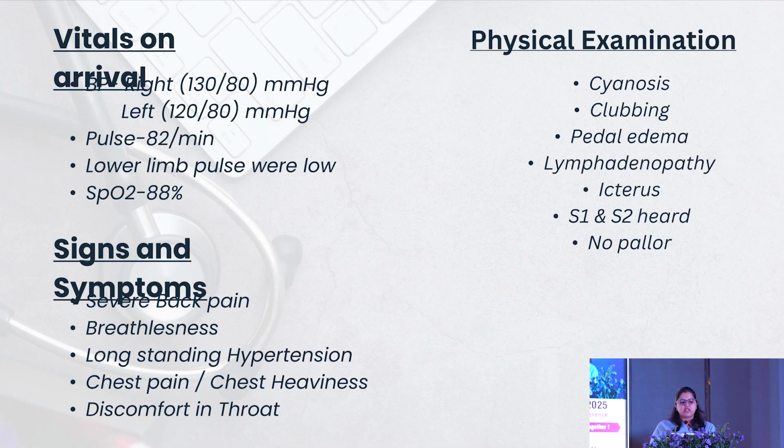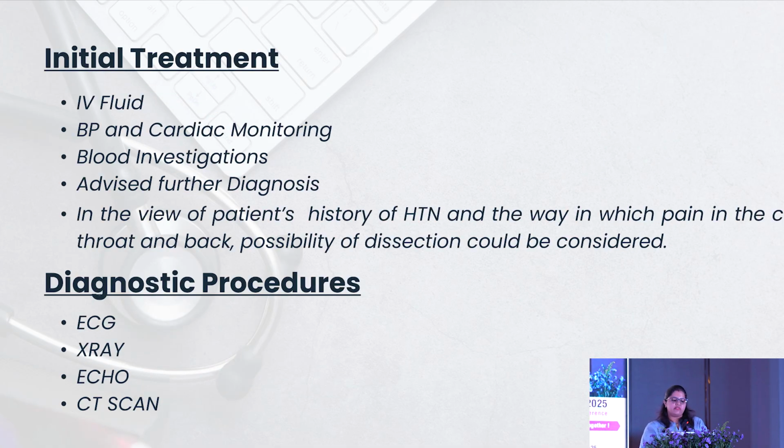On arrival, vitals were normal. Right-sided BP was 130/80, left-sided BP was 120/80. Pulse was 82 per minute, but lower limb pulses were weakened. At initial, we treated him with IV fluids, continuous BP and cardiac monitoring. Blood investigations were done and further diagnostic procedures were advised.